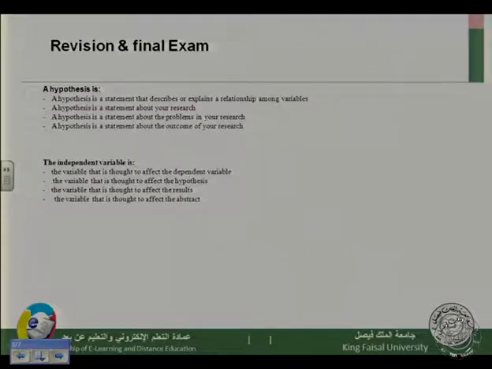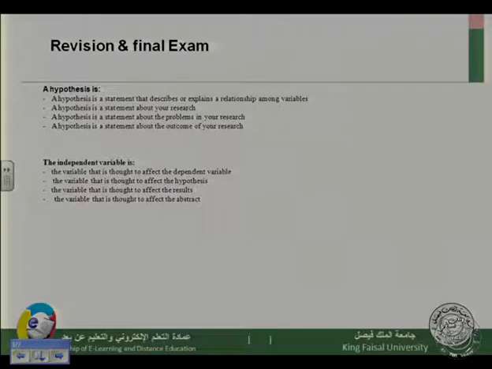So a hypothesis is a statement that describes or explains the relationship among variables, or is it a statement about your research, or a statement about the problem in your research, or a statement about the outcome of your research? Well, it is the relationship between variables. So a hypothesis is a statement that describes or explains the relationship among variables. This is the correct answer.